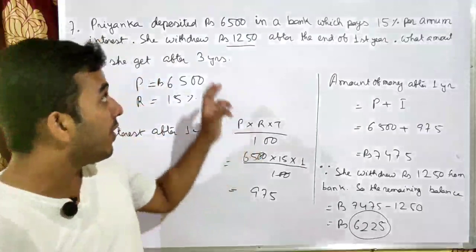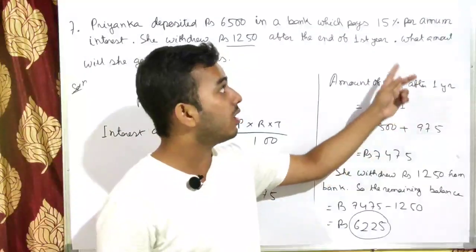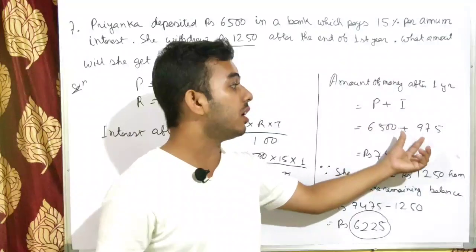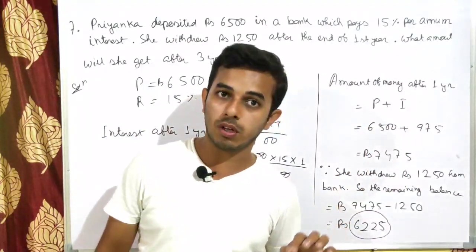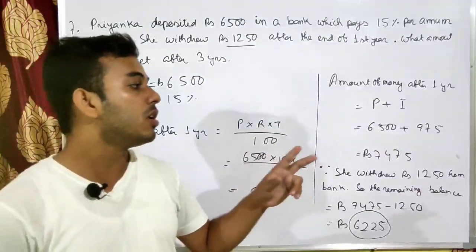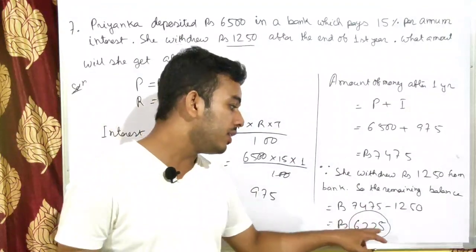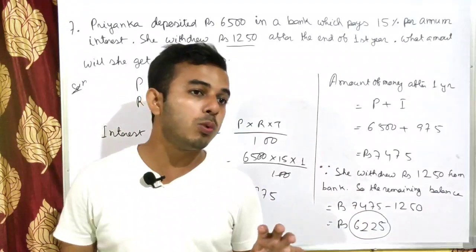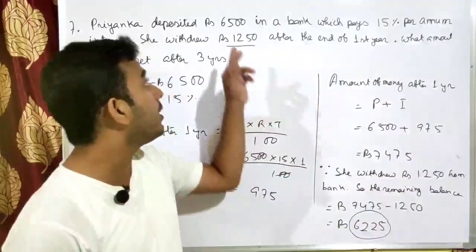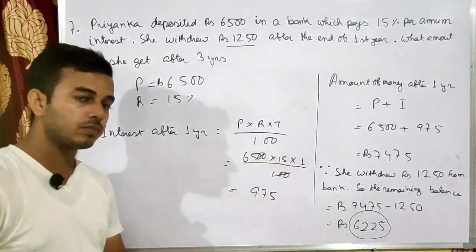6225. I mean, first the principal came, then interest came at 15% for 1 year. Then after 1 year she gets rupees how much? 7475. Now from this 7475 she withdrew rupees 1250. So after withdrawing she has rupees 6225 left. So this money will be in her bank for 2 more years. So the bankers will give the interest based on this amount, not that previous amount. Okay, up to this clear? Very good. So now let's proceed.